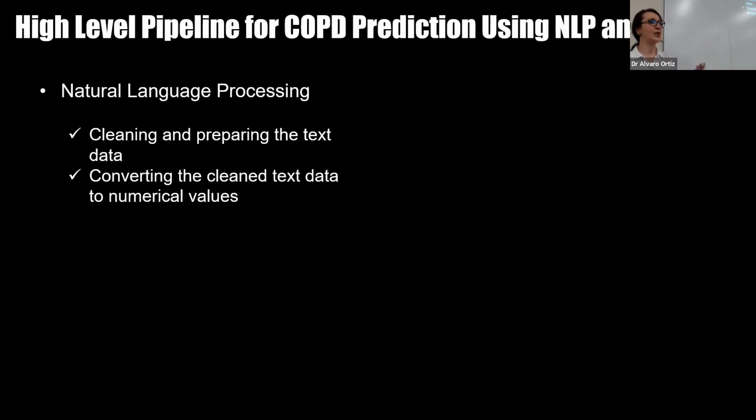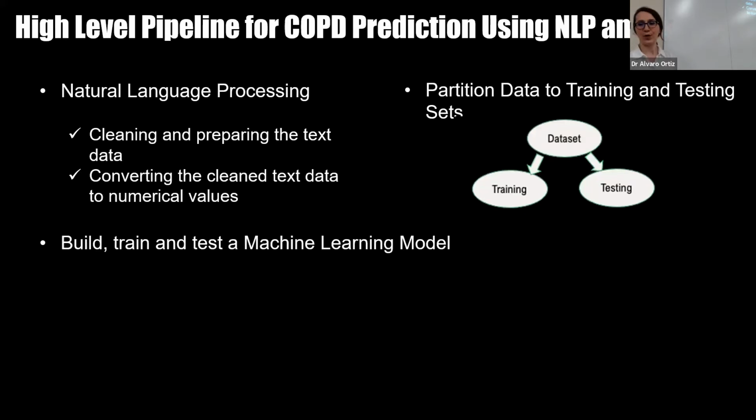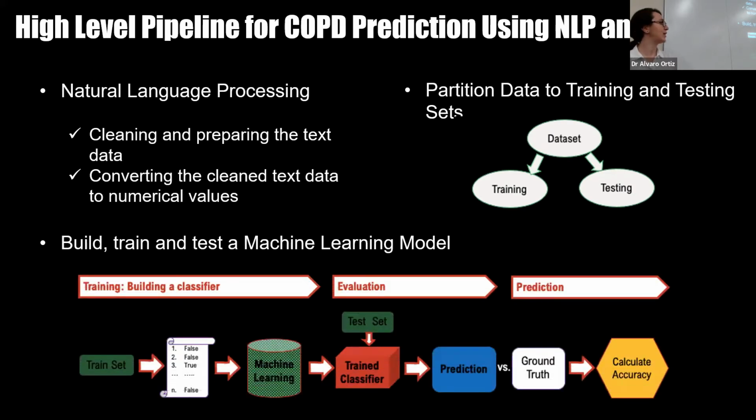And we are going to do some cleanup on this text data, and we are going to convert it to numerical data that machine learning can work with. And then we are going to partition our data set into two parts, the training part and the test part. We are going to develop the model based on the training data set, and then we will use the test data set to compare the predictive results with the ground truth and see what the accuracy is.